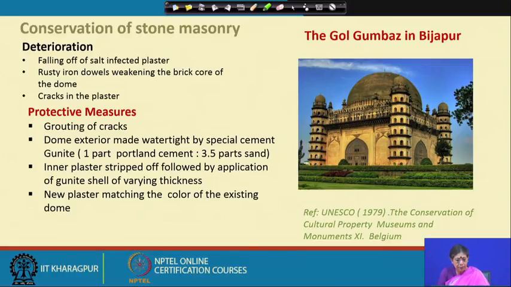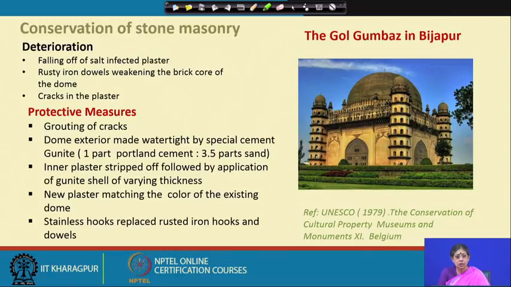This is how it was repaired, and you see the stainless steel hooks. Wherever there are iron dowels or any iron joinery, clamps, hooks and other things, they are always replaced with rust-proof ones, either stainless steel or copper. So, this is a very important part, and these are some of the measures which were taken in Golgotha.